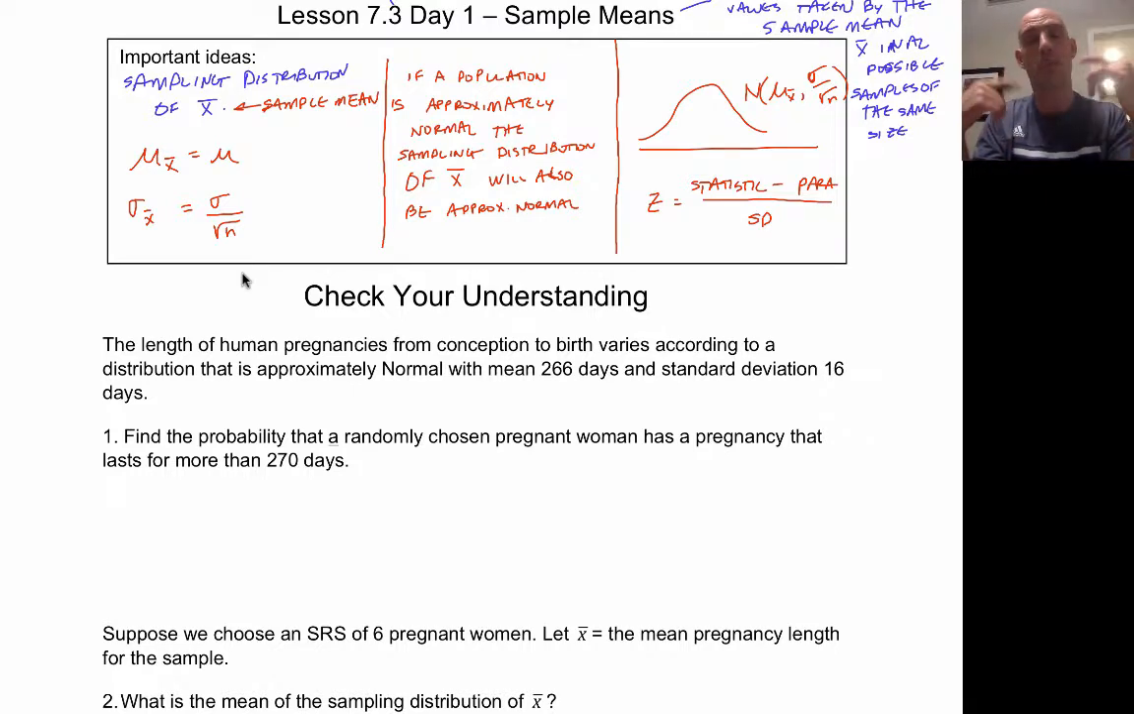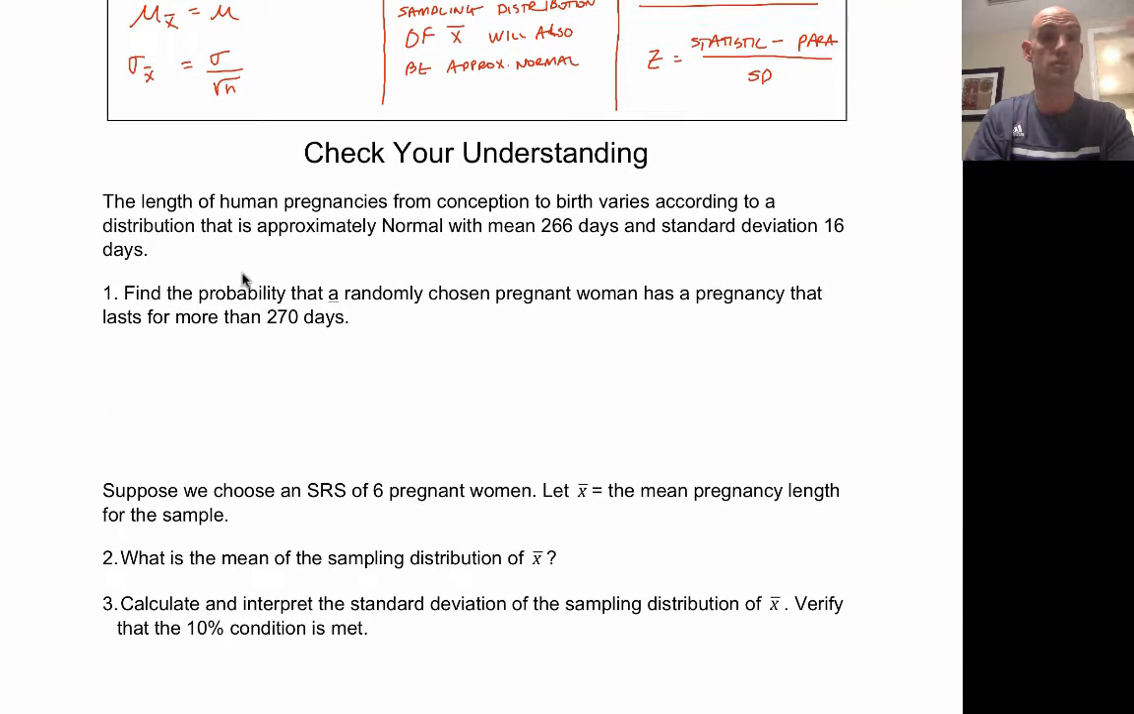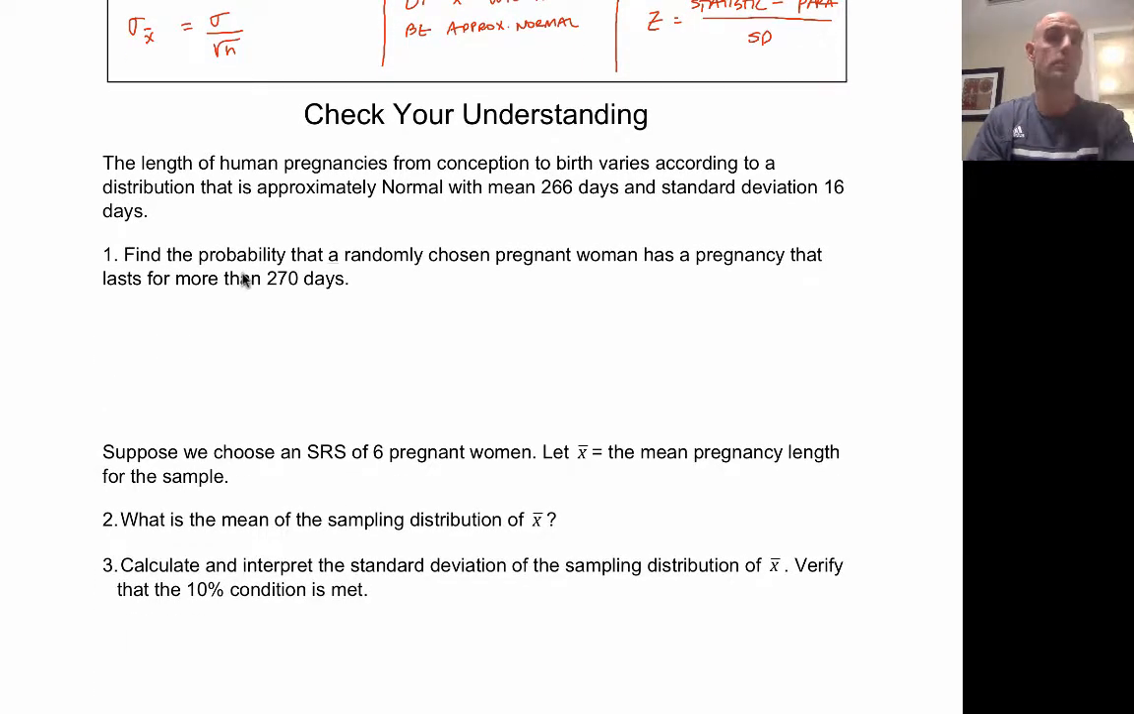And to do that, if the population is normal, then we can start to make some statements about our sampling distribution. So, if the length of a human pregnancy from conception to birth varies according to a distribution that's approximately normal, this is actually really good for us because they tell us that it's approximately normal. So we find out that our mean is 266 days and the standard deviation is 16 days. So we're going to find some probabilities. So what are some questions that might be asked in a situation like this? What is the probability that a person goes more than this number of days or less than this number of days? So the probability that a randomly chosen pregnant woman has a pregnancy that lasts for more than 270 days.